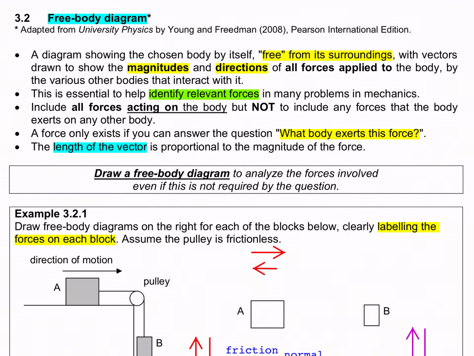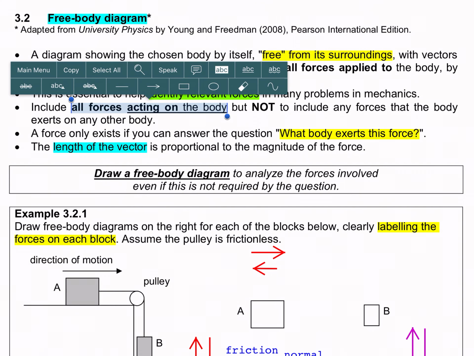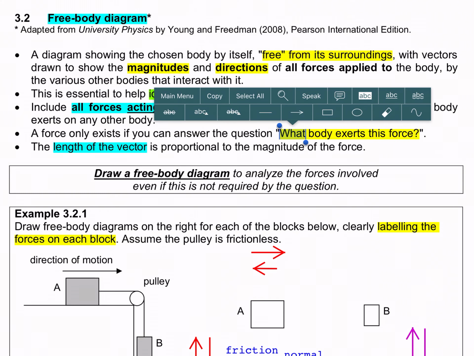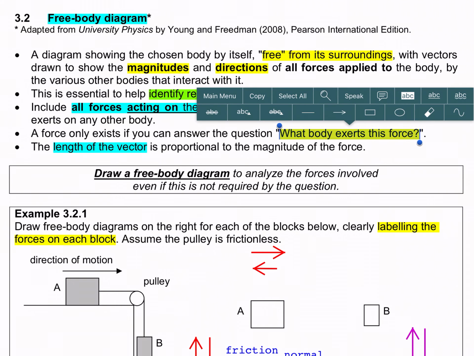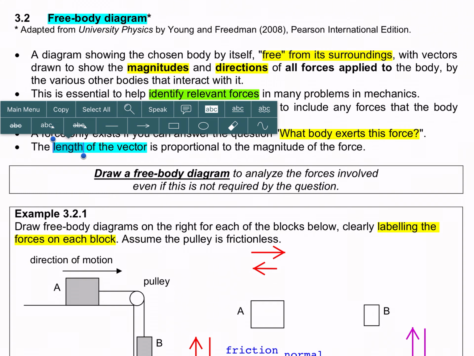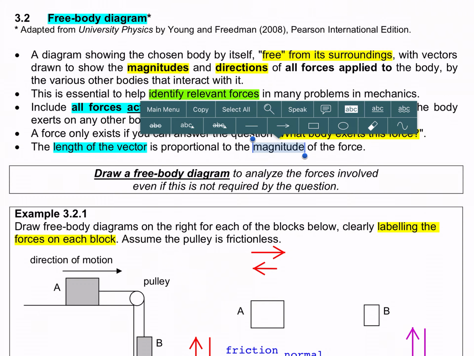So when we draw the free body diagram, include all the forces acting on this particular body, but not forces that this body exerts on any other body. And to decide whether a force exists, we ask the question, what body exerts this force? For example, weight is a force exerted by the Earth's gravitational pull. And the length of the vector is proportional to the magnitude of the force.